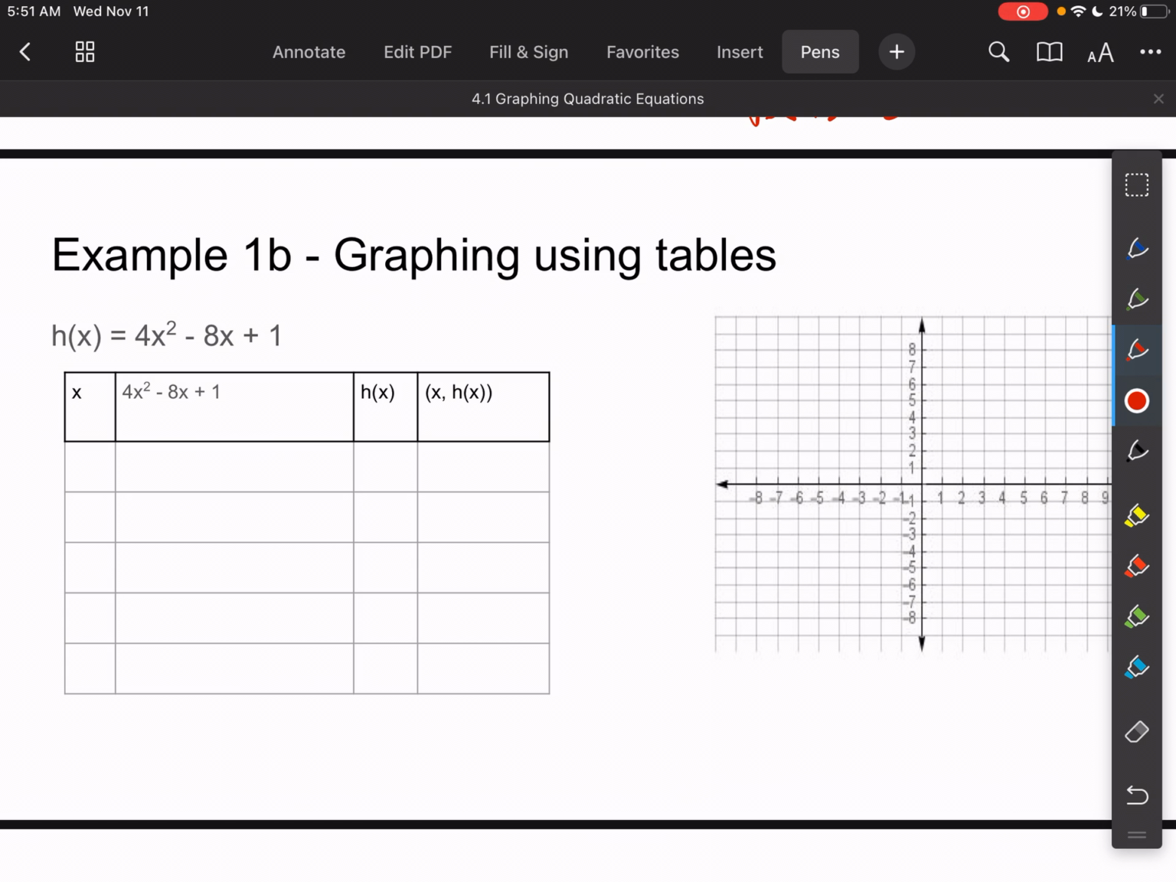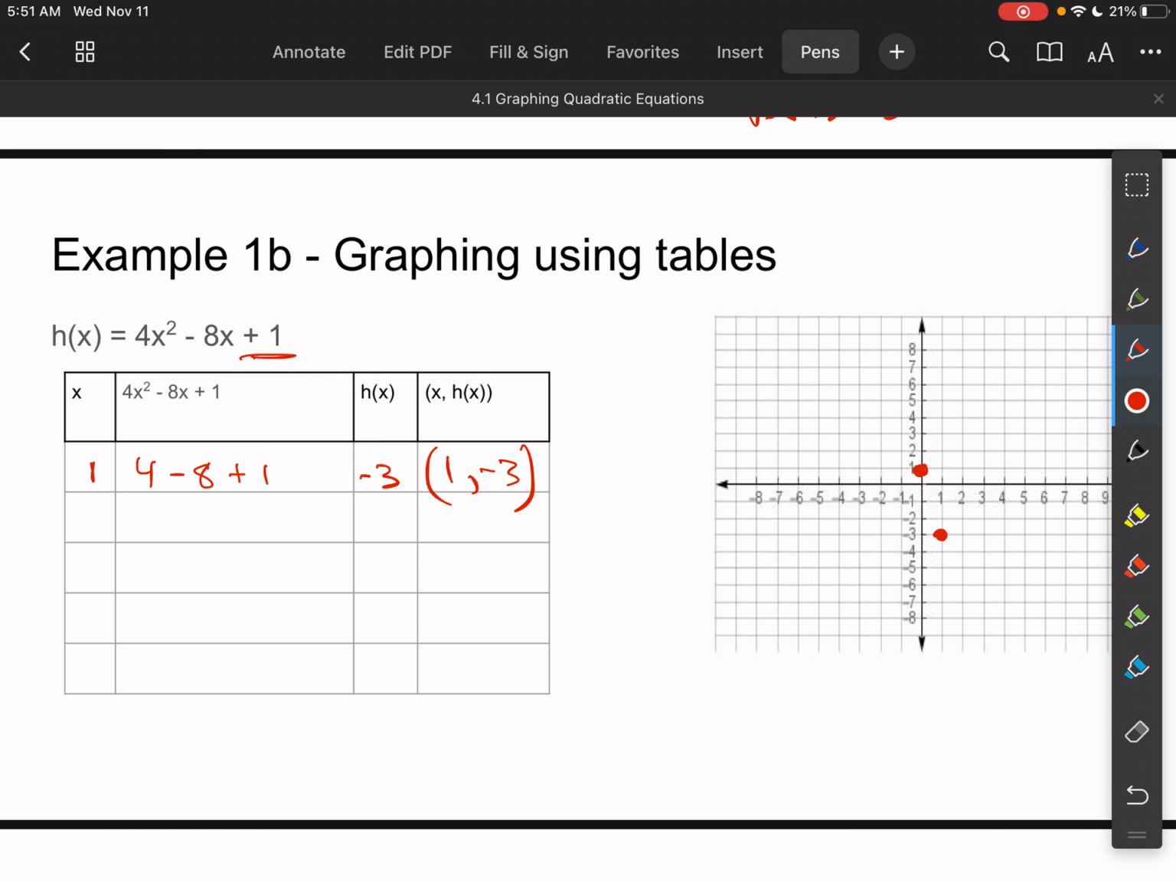Again, how I start these, I know that I have something at 1. I know this is opening up. Let's see what happens to the left and right there. So if I plug in a 1, 1 squared is 1, 1 times 4 is 4, minus 8 times 1, which is 8, plus 1. 4 minus 8 is -4. -4 plus 1 is -3. So at 1, -3, I have a point.